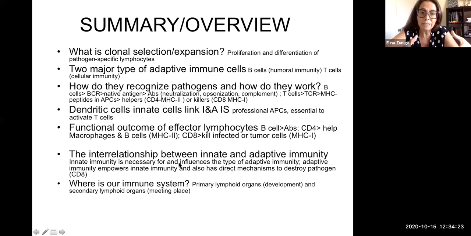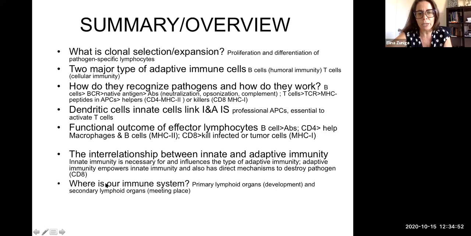Then we learned the interrelationship between innate and adaptive immunity: innate immunity is necessary for influencing the type of adaptive immunity, because it will promote production of cytokines, for example by dendritic cells, that will influence the type of adaptive immunity that will be generated. And also the adaptive immunity will empower the innate immunity and will also have direct mechanisms to destroy the pathogens, like the killing by CD8 T cells.